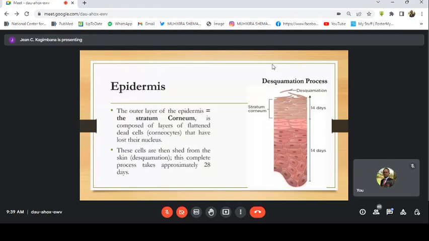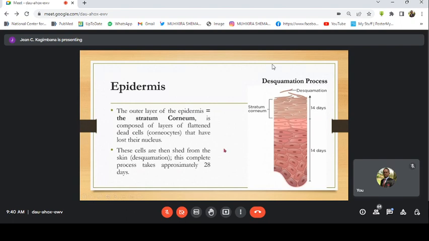Now, this process of keratinocyte division from the basal cell here up to the stratum corneum takes at least 28 days, which means in some diseases, some conditions, like psoriasis, ichthyosis, the turnover is from 5 to 6 days, which means these keratinocytes are still present here.